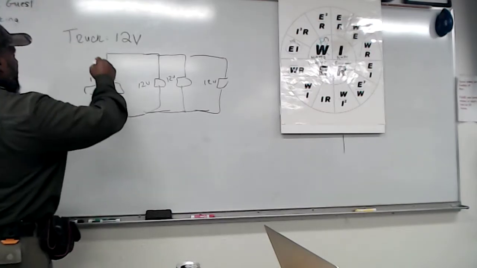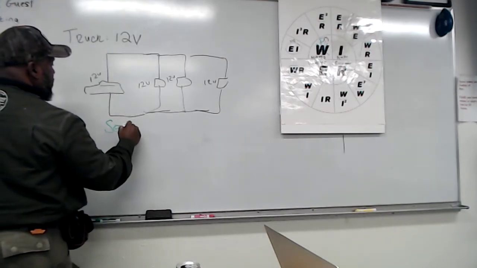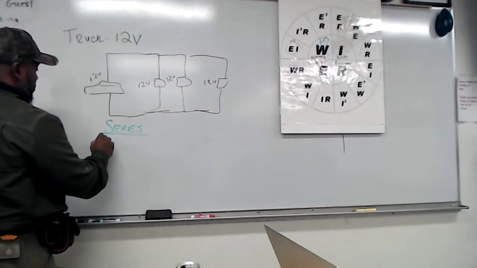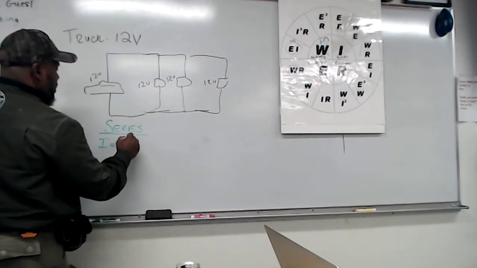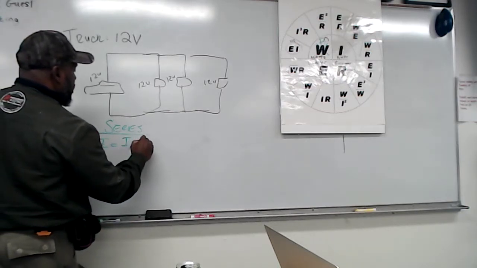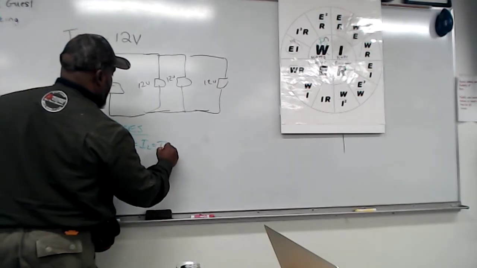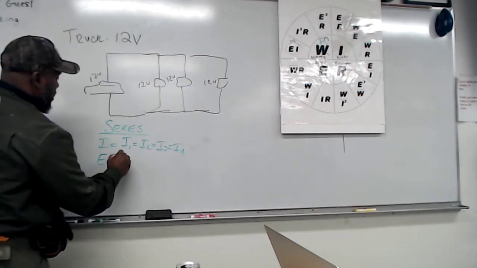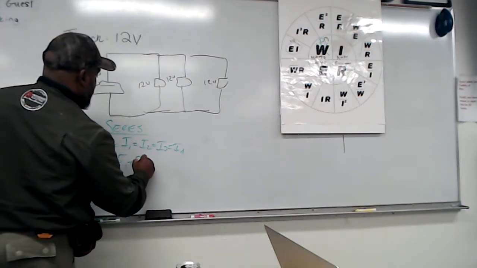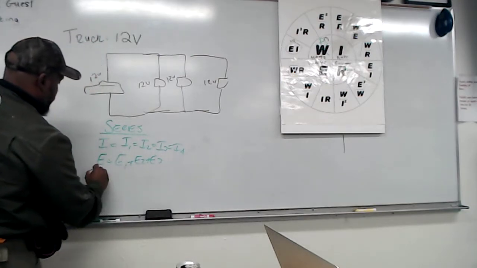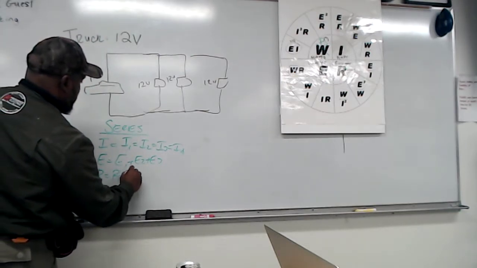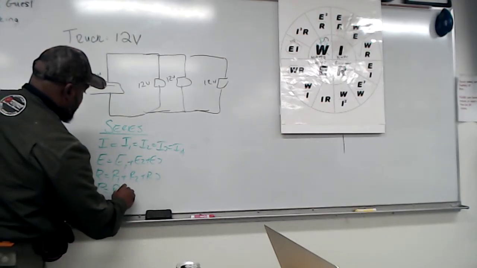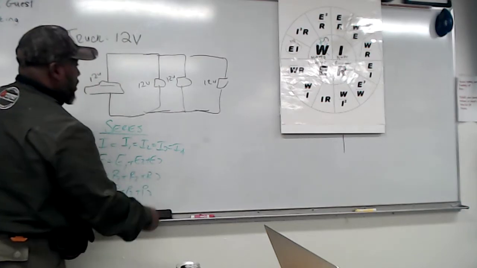Okay. In the series circuit, the current does not change, right? I1 equals I2 equals I3 equals I4, correct? The voltage is added. E1 plus E2 plus E3. Resistance is added. R1 plus R2 plus R3. And the power is added. P1 plus P2 plus P3. Yes?